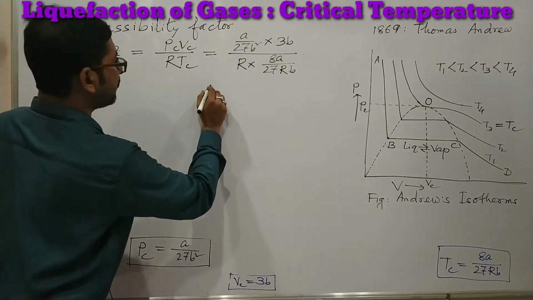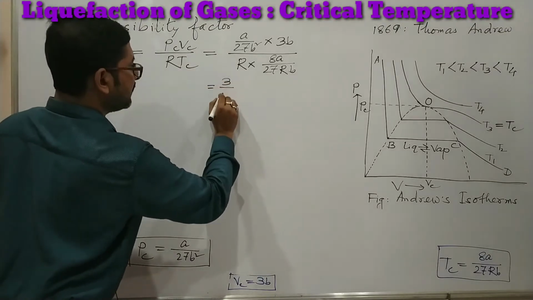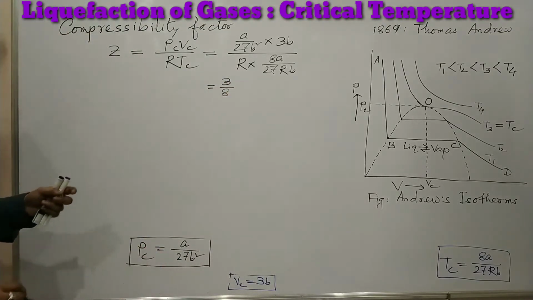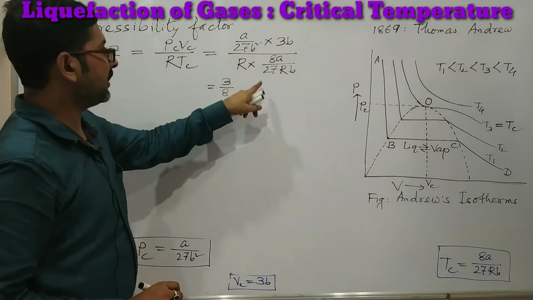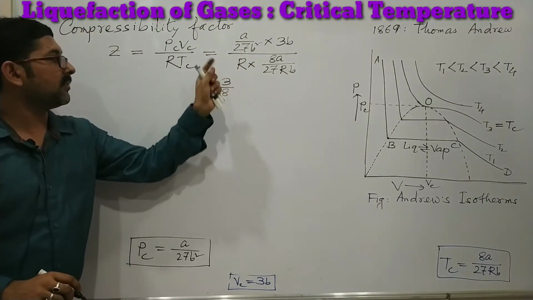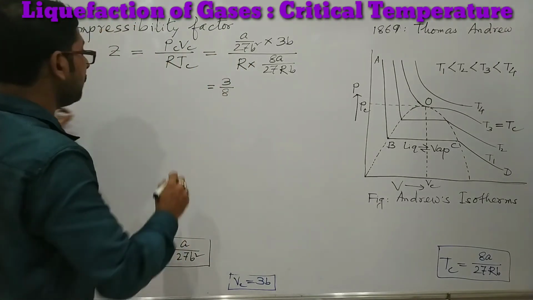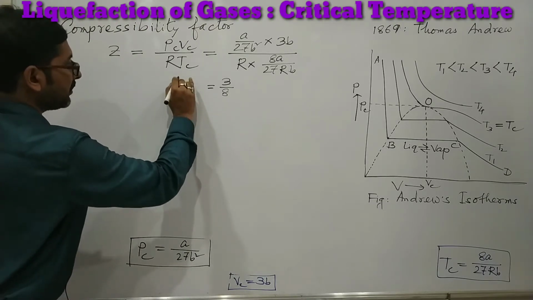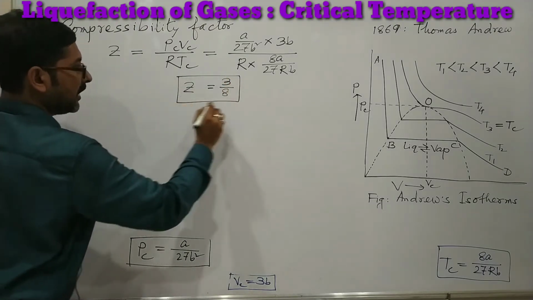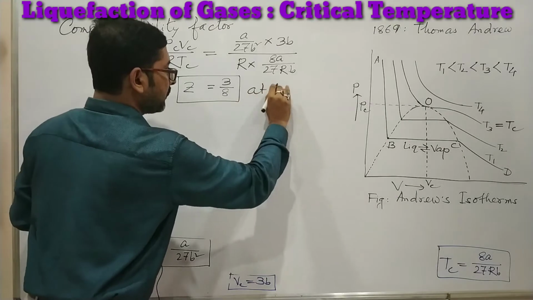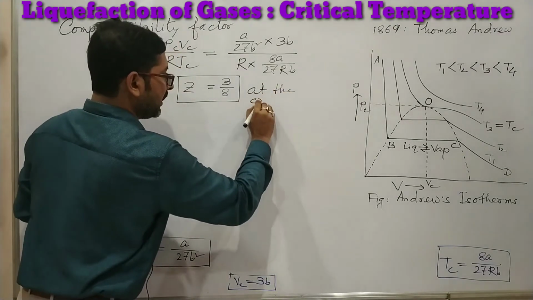This gives us 3 by 8. Look at here, except 3 by 8, everything is cancelled out. So Z is equal to 3 by 8. This is at the critical point.